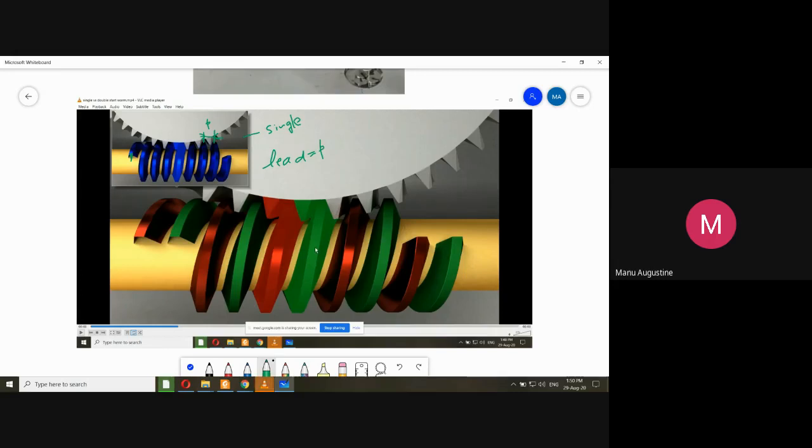But that is not the case of a double start thread. Now see, once again, if I look at the double start thread, I can say that what is the distance between adjacent threads. Adjacent threads, wherever I want to measure, will be measured like this. This is the first thread, let us say, and the thread sitting just next to it is this one. Although it belongs to the next start, it is the neighbor, or what we call in English the adjacent tooth, and this is the pitch.